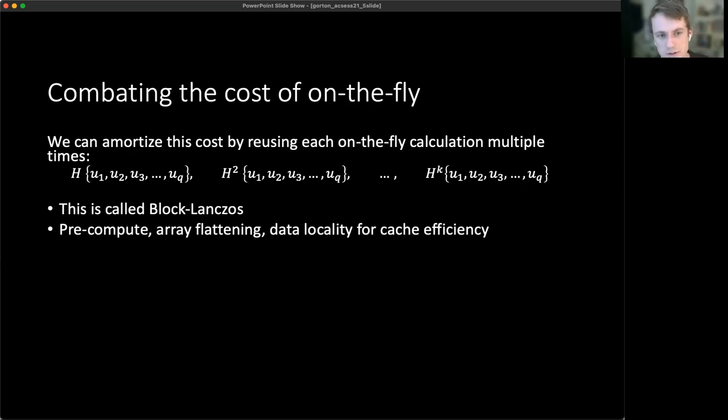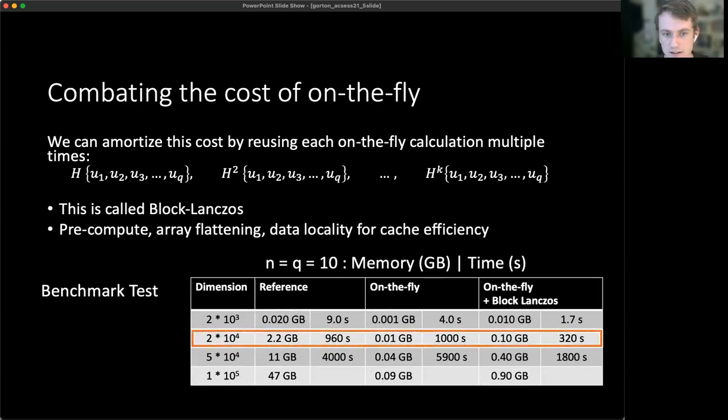I also implemented a couple other techniques like pre-computing data that's frequently used, so I don't have to waste cycles on that. I flattened some arrays, and I organized them to increase cache efficiency further. So I did some benchmark case tests to see how this improved my program overall. So let's look at this example that I'm highlighting here with a dimension of 50,000.